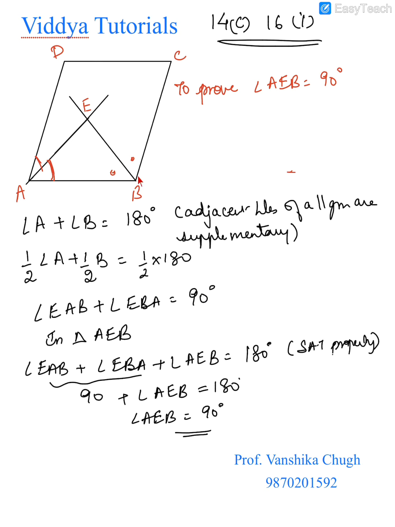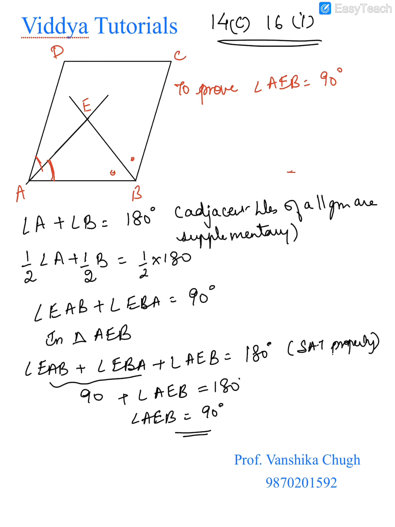Now come to the triangle AEB. Angle EAB plus EBA plus AEB is equal to 180, sum of angles of a triangle. And here instead of EAB and EBA I have substituted 90. So 90 plus AEB gives me 180 and therefore I get AEB is equal to 90 degrees and hence it is proved. Please write in the end, it's proved that bisectors of the adjacent angles of a parallelogram intersect each other at right angles. It is similar to the 14B sum number 2.